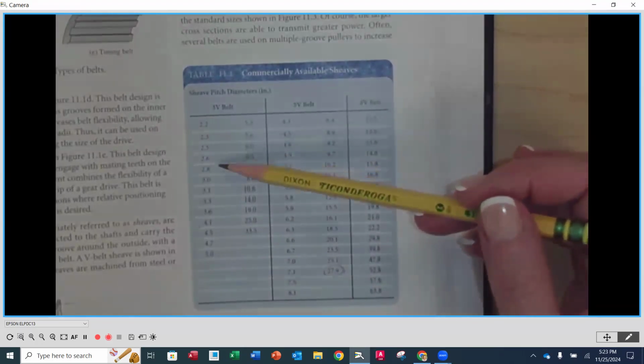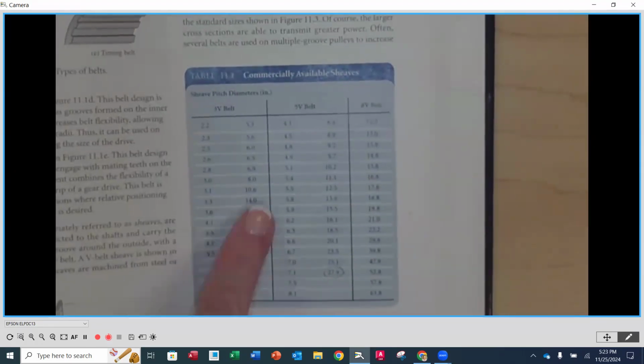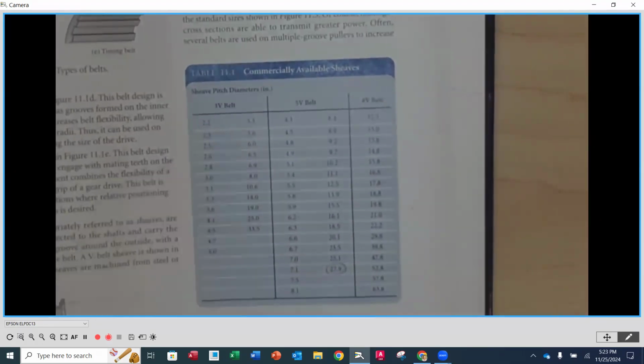As we look here, you're going to notice you have 2.2, 2.3, but then it goes to 2.5, 2.6, 2.8, and so on. So when we pick the size of our belt, these are the ones that are available to us to use for our pitch diameters. Okay. You can't just randomly pick, because you want to pick something that's off the shelf.